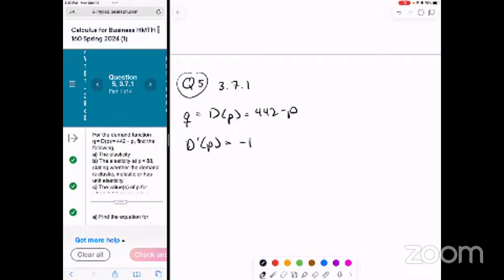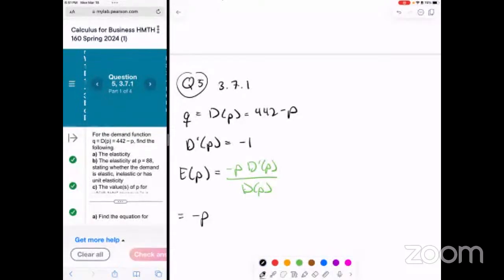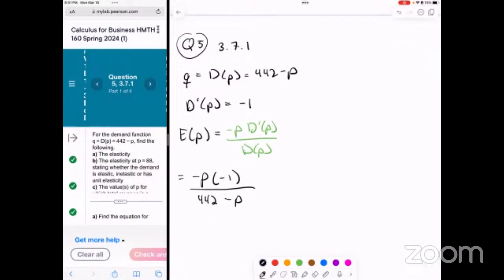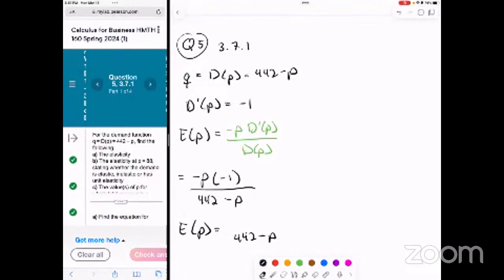So then the elasticity of the function based on P, again, that's going to be -P times D prime over D. So that's going to be -P. Now D prime is -1. And D is this 442 minus P. Okay. So it looks like our elasticity of demand is going to be P over 442 minus P.